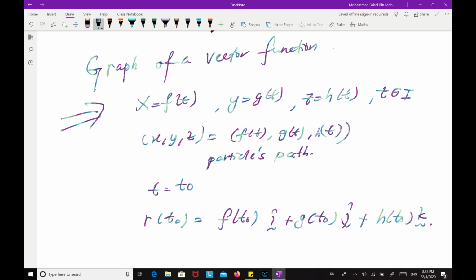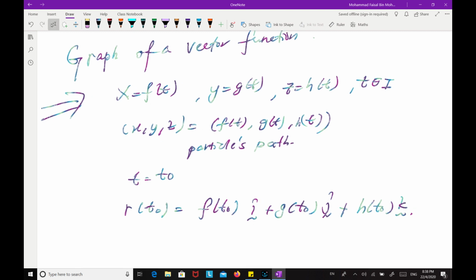So r(t) is a vector function, and suppose the initial point of r(t) is at the origin. The graph of r(t) is the curve traced out by the terminal point of the vector r(t) as t varies over the domain set D. We will see examples so that you can understand.